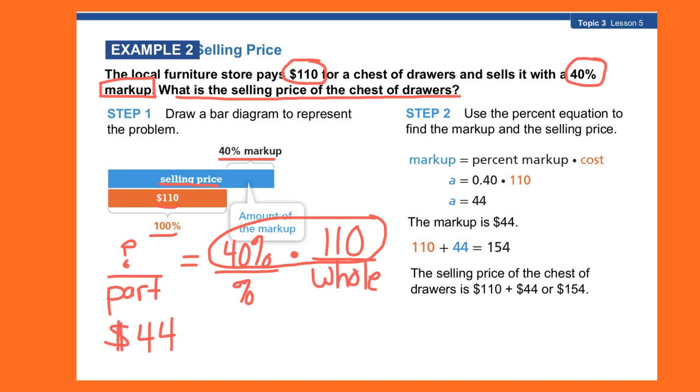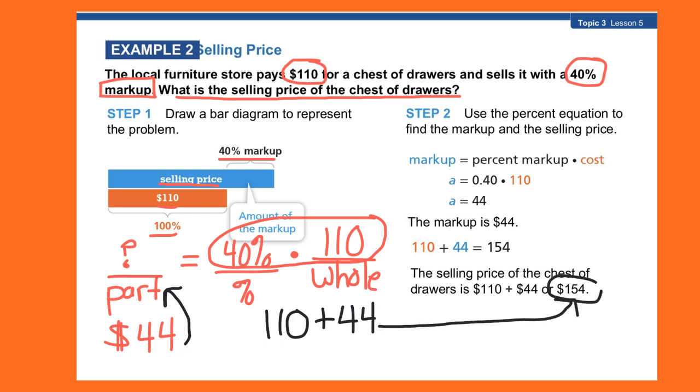But I want you to be very careful. That's the part they're going to add on. Remember, the retailer is going to make you pay the $110 he paid and an extra $44 for a selling price of $154.